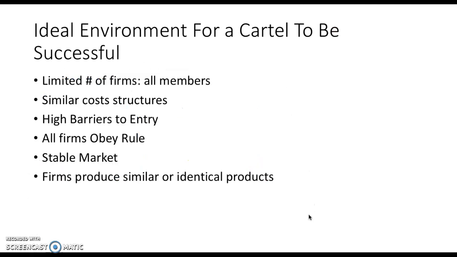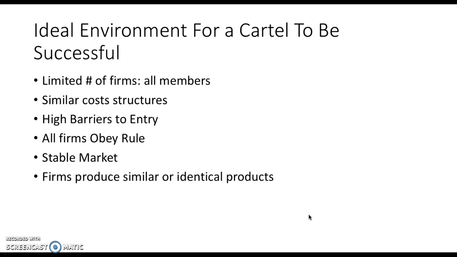Now, what is the ideal environment for a cartel to be successful? Number one, they need to be a limited number of firms. And those firm members need to be all members of the cartel. They all need to make that agreement that we're going to price fix or we're going to limit the quantity produced. Other things that are helpful are they have similar cost structures.